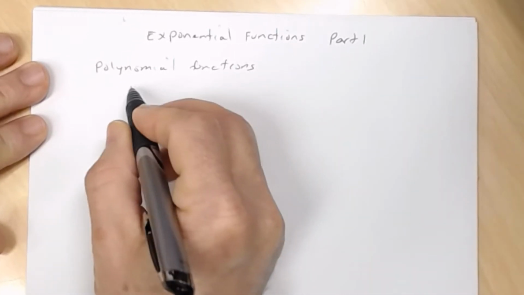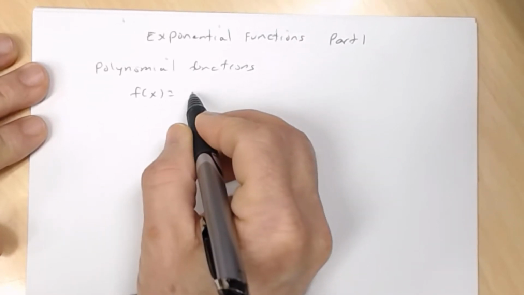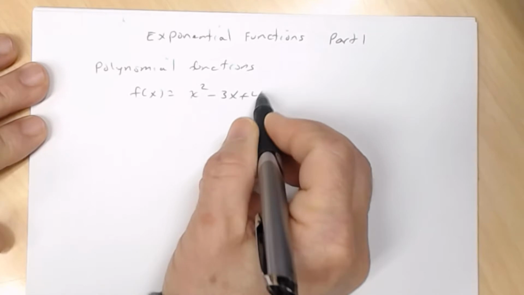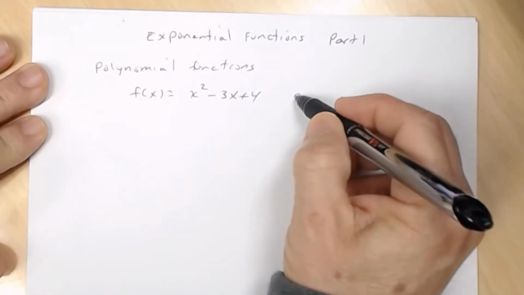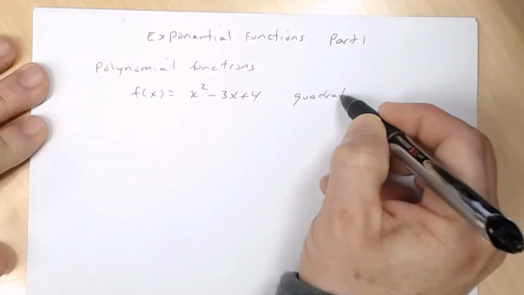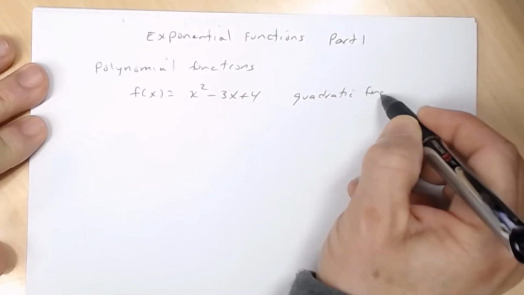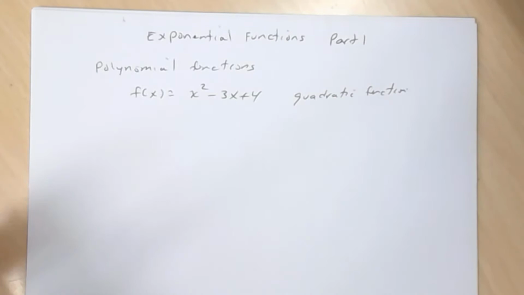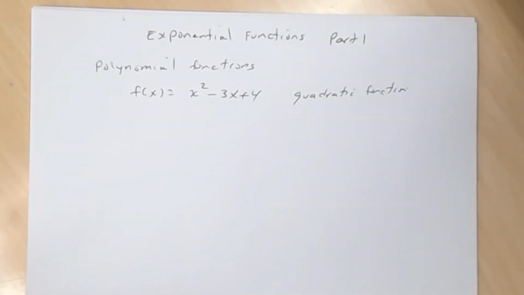was something like this: f of x equal x squared minus 3x plus 4. Remember, that was a quadratic function. And you graphed that somewhere in chapter 3. Okay, so that will be a polynomial function.